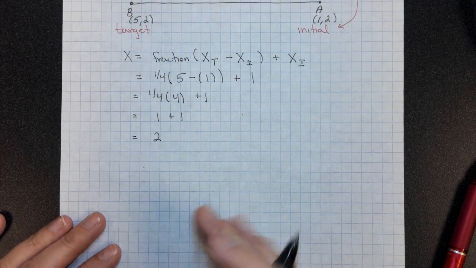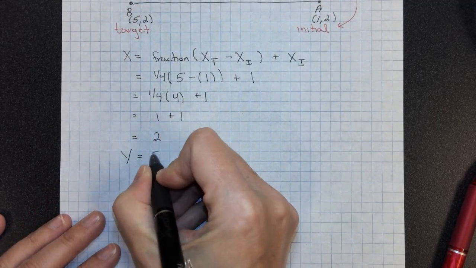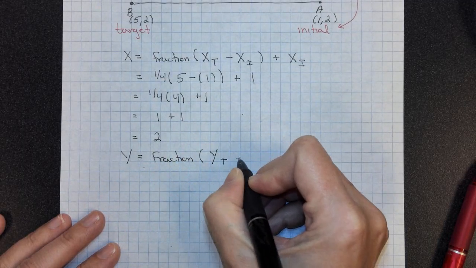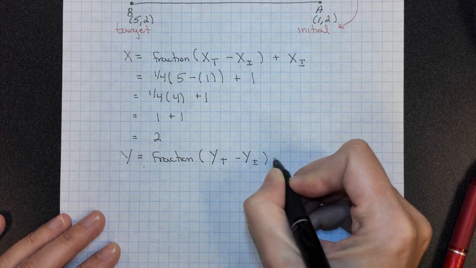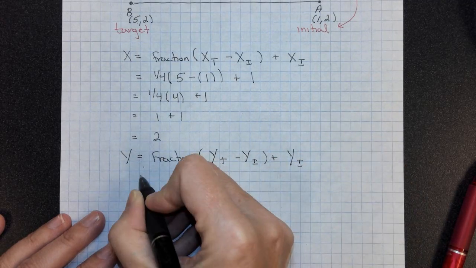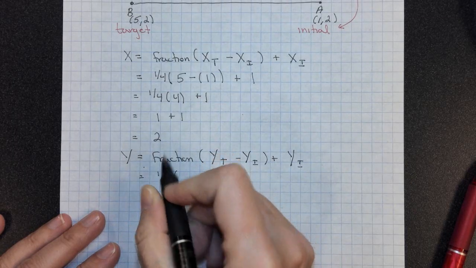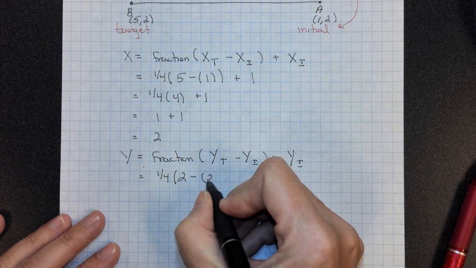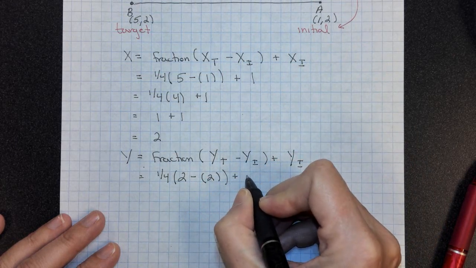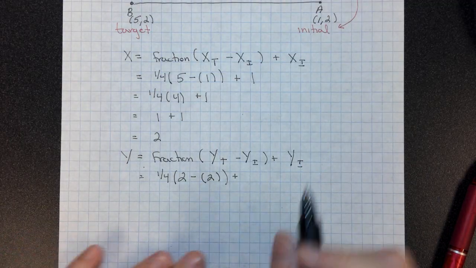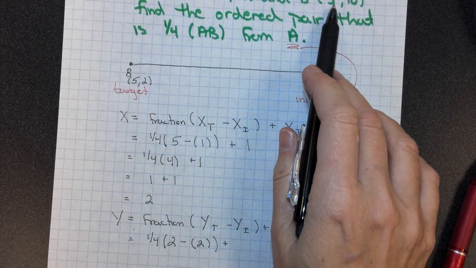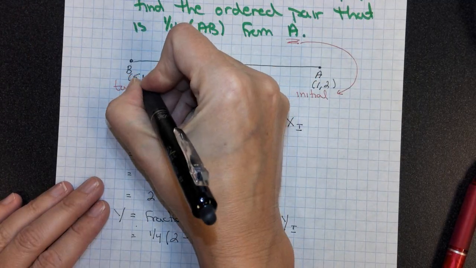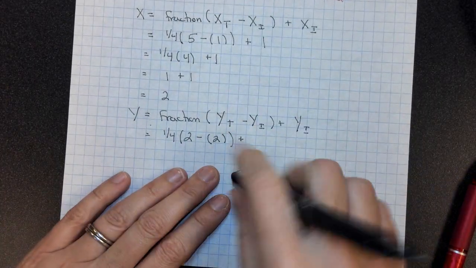Now we're going to do the same thing for the y value. So the fraction times the quantity of y sub t minus y sub i, plus y sub i. My fraction is 1/4. My y sub t is 2 minus, whoops, what did I mess up? I'm sorry, guys. This should be 5 and 10, and I put 5 and 2. I'm hoping you caught me. There we go. So let me fix this.